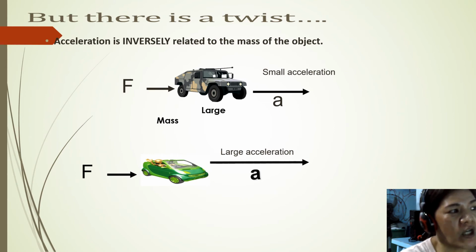But there is also a twist. So, always try to look in every situation for the twist. Acceleration is inversely related to the mass of the object. So a force applied to a greater mass gives small acceleration. Then a force applied to a lesser mass gives a large or greater acceleration. So that is the twist.